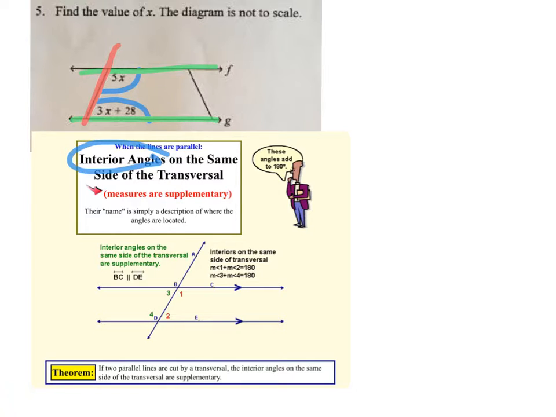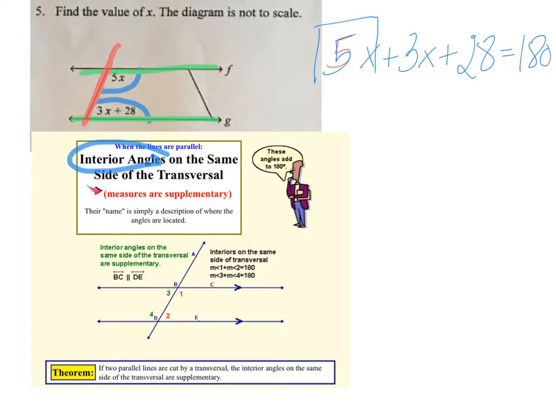So we can simply say, changing the pen here, I'm going to use blue now, 5x plus 3x plus 28 equals 180. And then, again, remember I told you to put a box around the like terms with the sign in front. So we know that we can combine 5x and 3x to get 8x plus 28 equals 180.